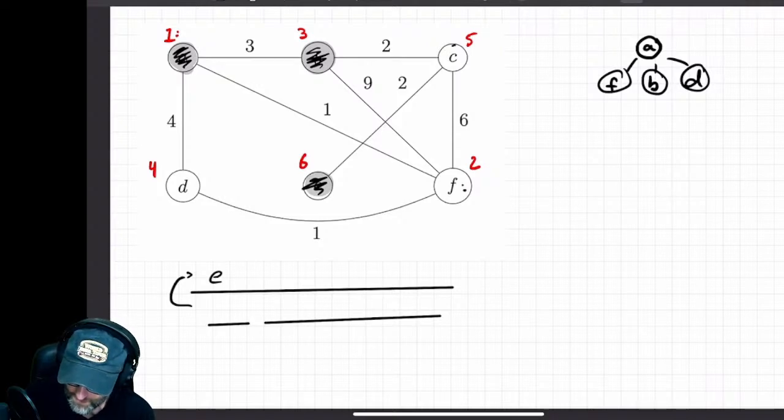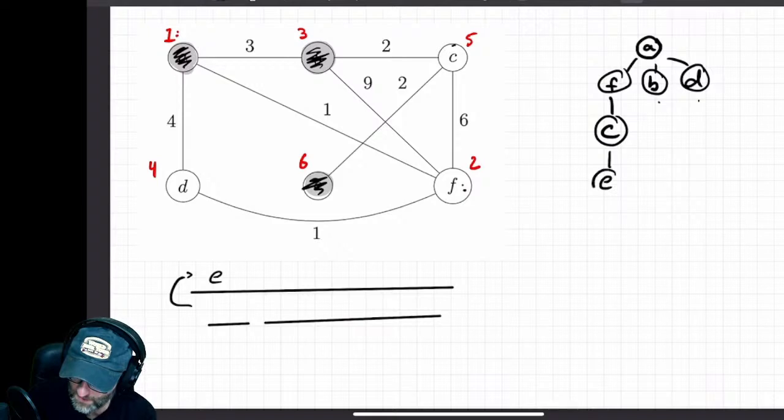Then we went, one, two, three, four. Then we went with C off of F, though. Right? Yep. C. And then we processed B and D, but not finding any neighbors there. Then we went to C, and that's where we discovered E hanging off of it. Right? Those are all the tree edges.